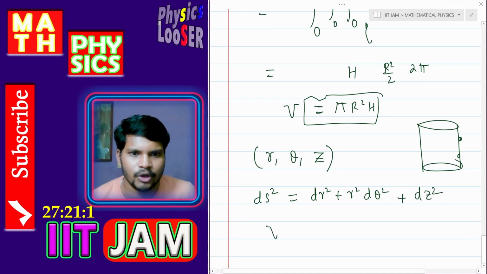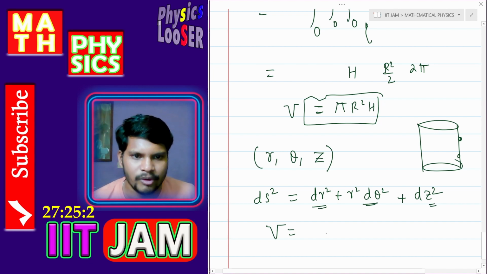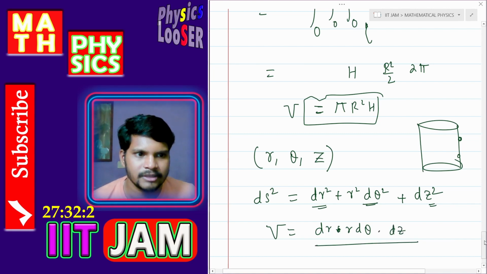Whenever we're writing volume, this is giving you some particular length, because this is ds square. So I can just write here dr into r d theta into dz, and this is giving you volume.